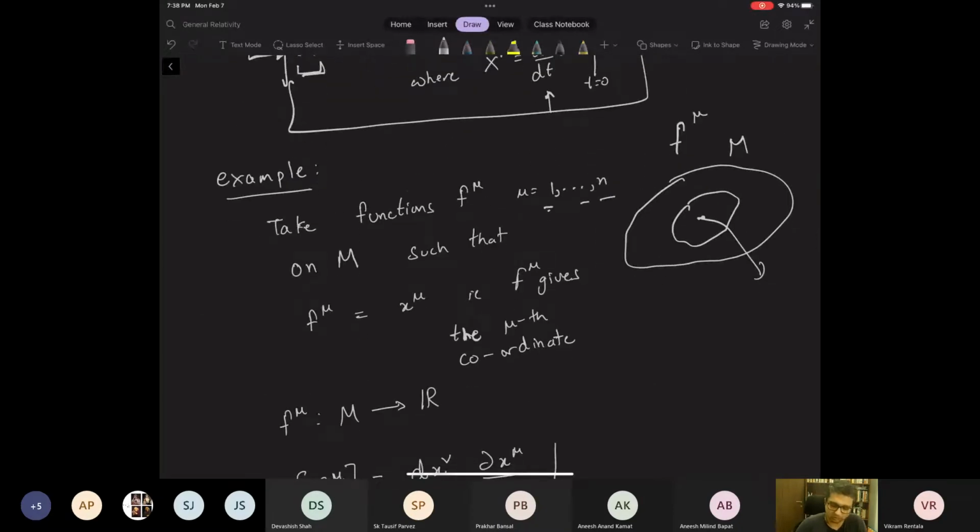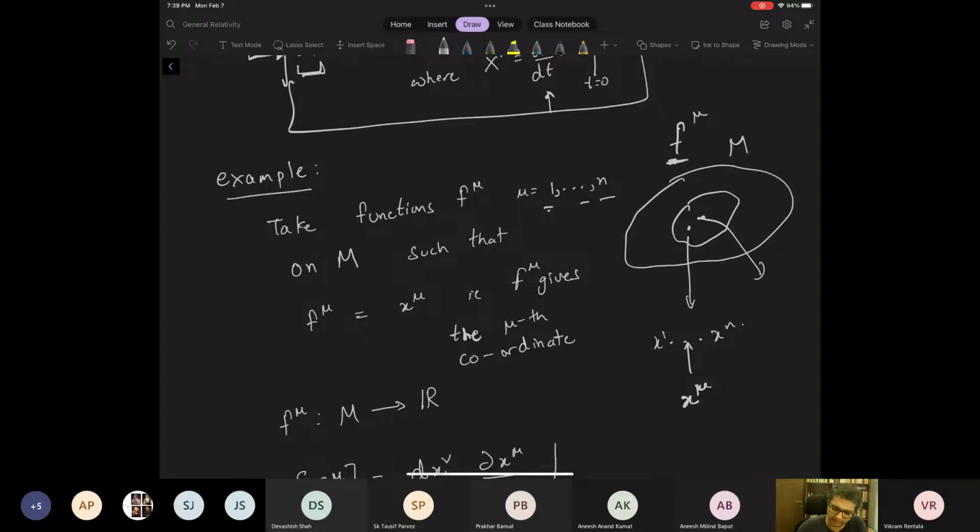Now what we'll do is take functions f mu, for different choices of mu, and just take a simple choice. Any point here will have coordinates x1 through xn. I will choose the function f mu such that it returns the muth coordinate, so it returns the coordinate x mu.